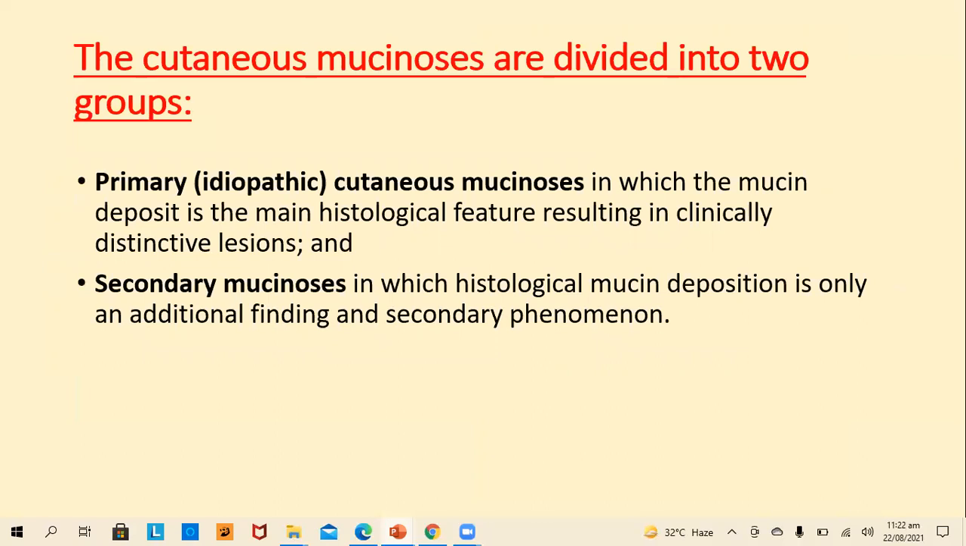The cutaneous mucinoses are divided into two main groups: primary or idiopathic cutaneous mucinosis, in which mucin deposition is the main histological feature, resulting in clinically distinctive lesions, while secondary mucinosis is that group in which histological mucin deposition is only an additional feature and a secondary phenomenon, in addition to the various other histological features of those diseases.